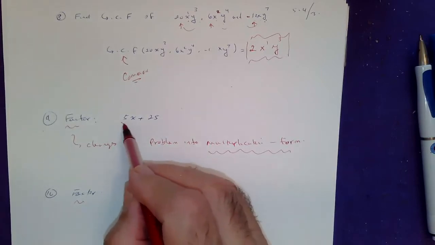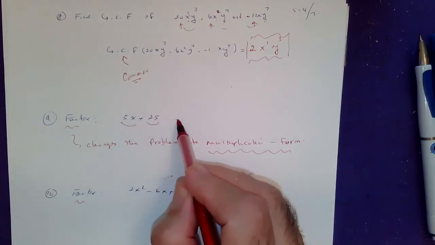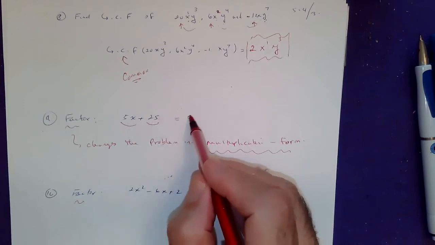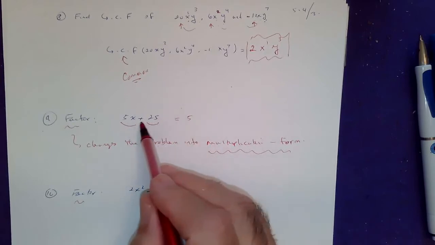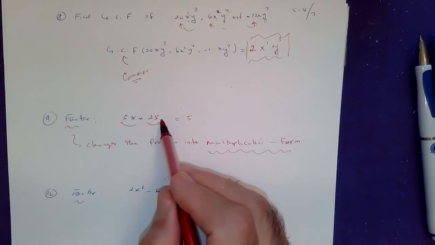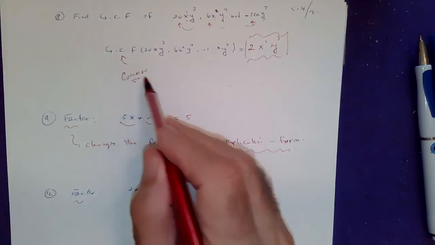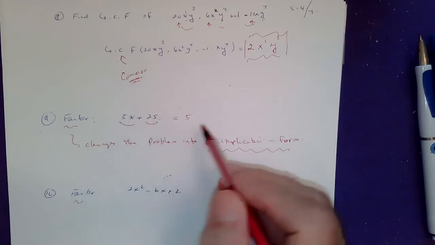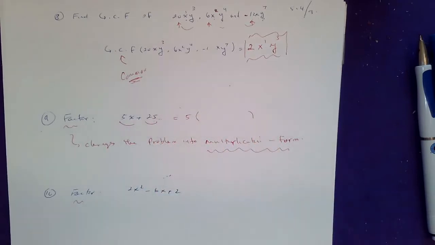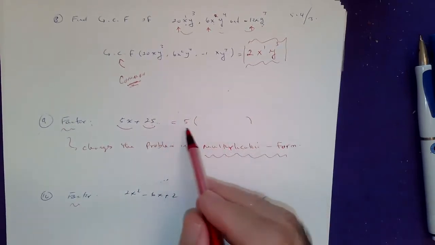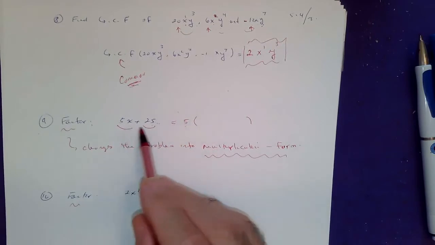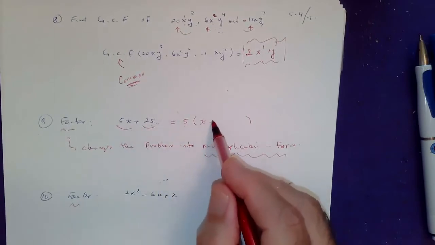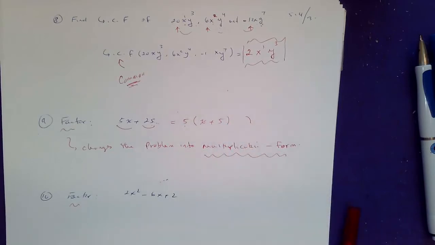The greatest common factor between these two terms, between 5 and 25, is 5. But greatest common factor is not x because this guy doesn't have an x. Remember, the C stands for common. X is not in common, so that's it. Now you have to decide what do you multiply by 5 to get these guys back. I guess you have to multiply it by x plus 5. So now the factoring has been completed. So there you have it.